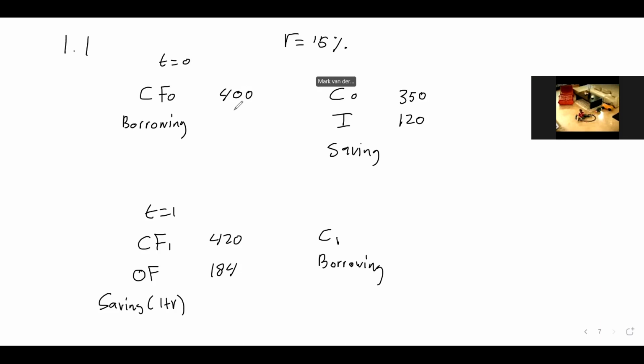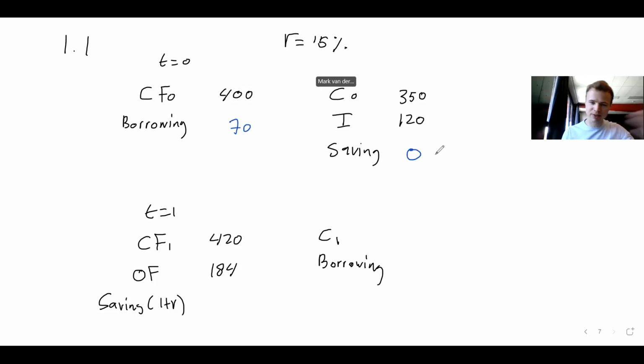You borrow 70. Yeah, perfect. And that means I didn't save, because if you borrow, you couldn't save. So I got those blue numbers because I know that the two need to balance. I get a 470 cash inflow and a 470 cash outflow. So is it clear how I got this 70 here? Is that clear for everybody here? Okay.